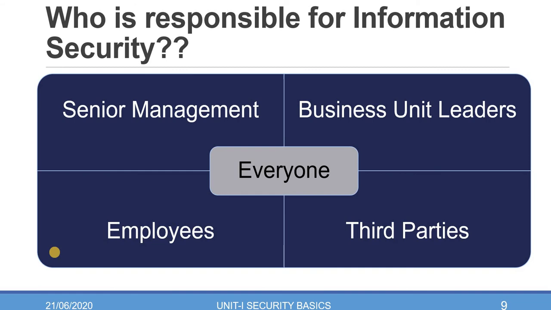If everything is done at the management level, but the employee is not aware of the security policies, then there is no use. Then third parties are also equally important. Third parties like vendors and contractors are also responsible for maintaining the confidentiality of business information. So in short, you can say everyone is responsible for information security.